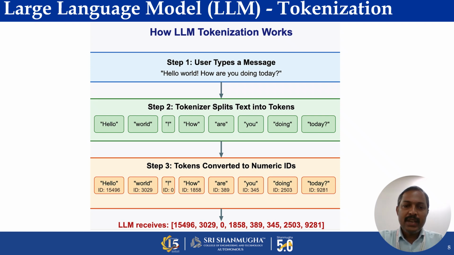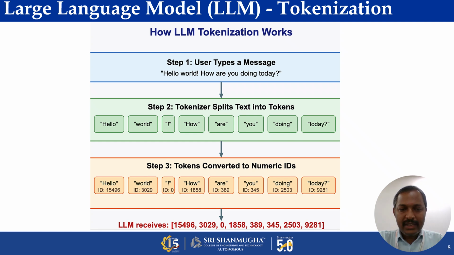Step 1 is the user types a message, for example, hello world, how are you doing today? The given text is split into tokens. How is the splitting going to happen? Different algorithms are used. The most commonly used algorithm is byte pair encoding. This algorithm is used for splitting the given text into tokens.